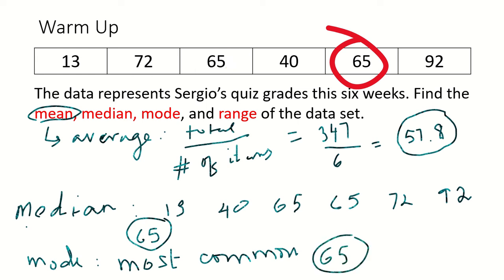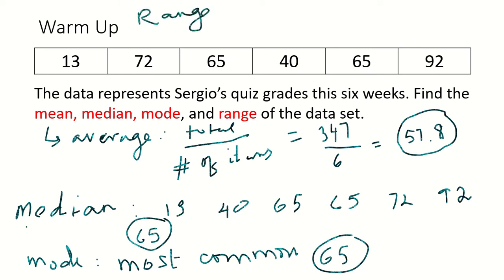The range. All right, last one, the range. The range is just the difference between the highest and the lowest. Okay, so the range is going to be 92, that's the highest one, and the lowest one is a 13.